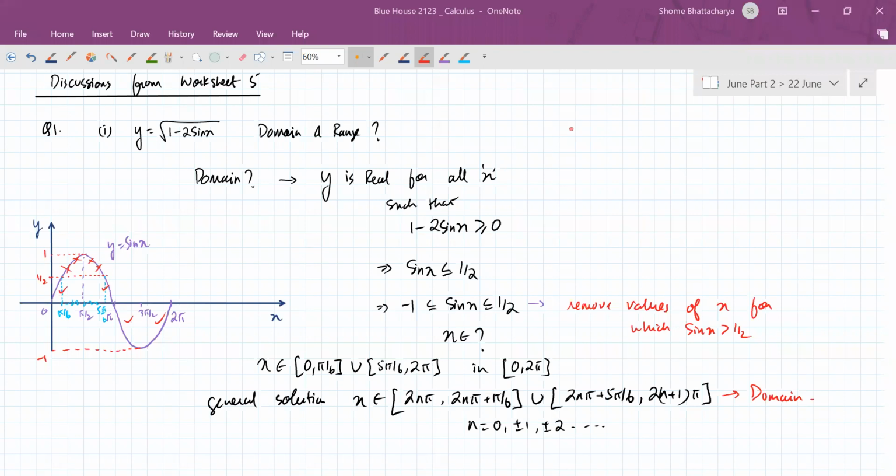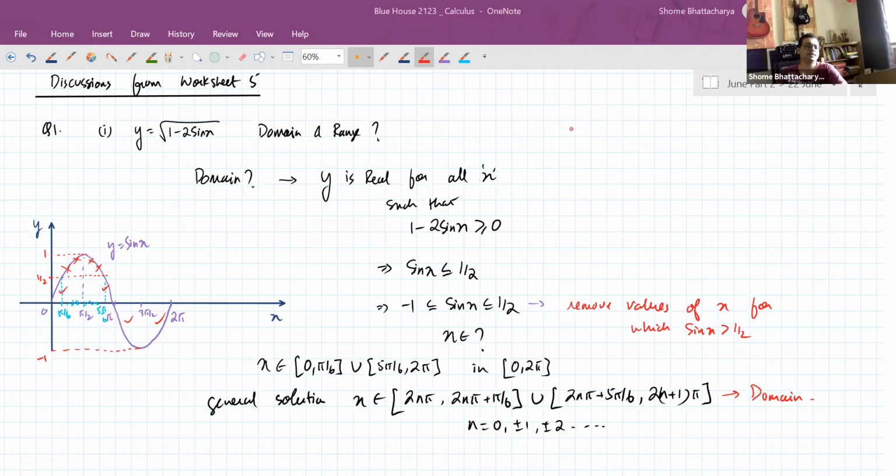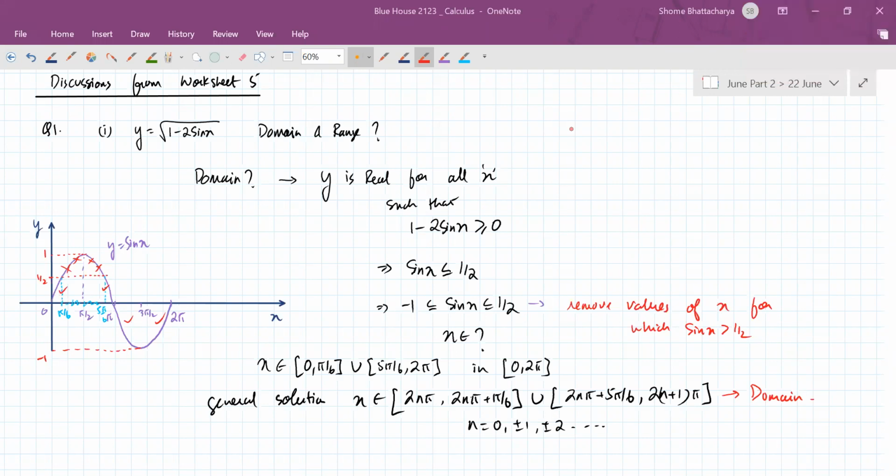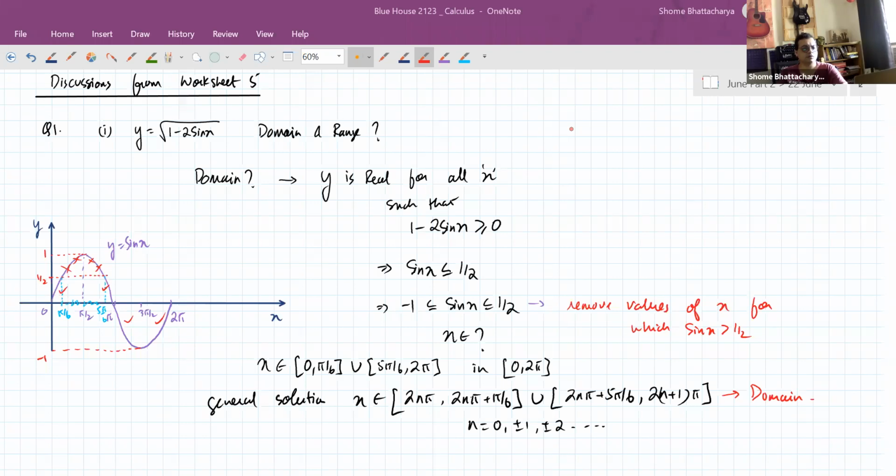Sin x is never less than -1, no? Sin x in general is between -1 and 1. But here we want to avoid values which are greater than half. So we'll take only between -1 and half. So you can see we want sin x to be between -1 and half, but we want to avoid this part between half and 1. So for that, we have to take the domain like this.